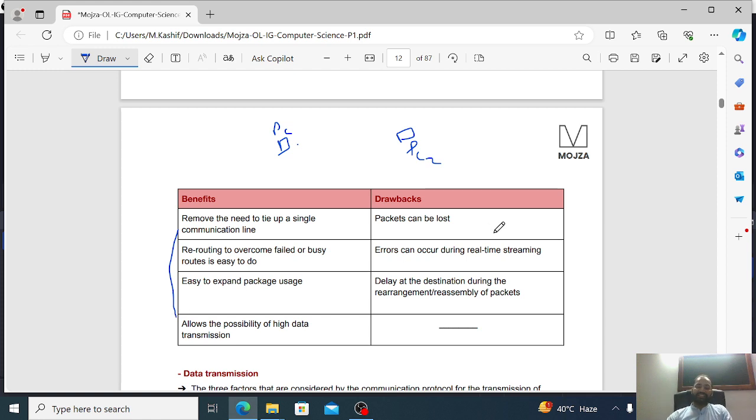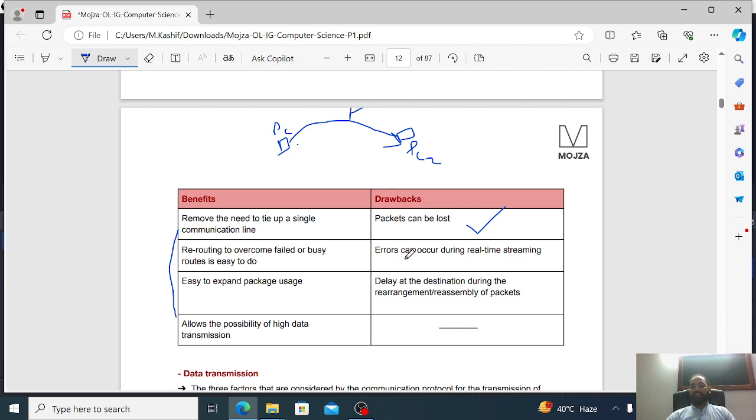And what are the drawbacks? Packets can be lost. There might be some kind of issues during data transmission. Packets might be lost because if you are sending a packet from this PC to another PC, and there is a very long distance between two devices, then the packet or signal needs to be amplified. If we don't amplify, the signal will be lost. It means the packet will be lost.